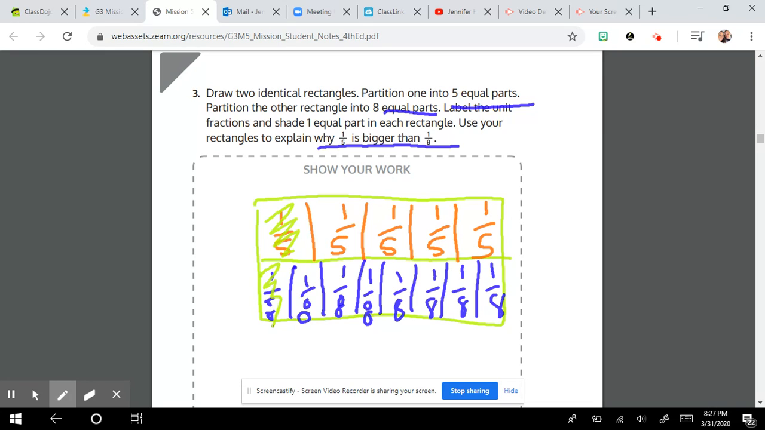Hoping you wrote a sentence, but because it's kind of difficult for me to type on here, I'm just going to talk about it. So I see that if this was a candy bar, I would want to break my pieces up into fifths because I know my piece would be much bigger. If I split it into eighths or had to share with 8 friends, I know that my eighth would be smaller than if I had to break it up into 5 pieces. Remember, we always try and talk about food because it's relatable.